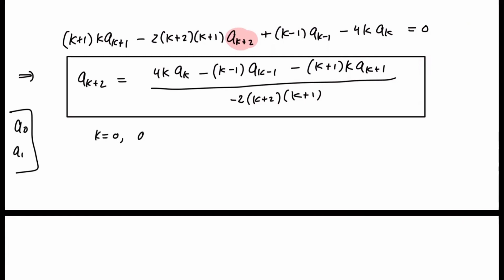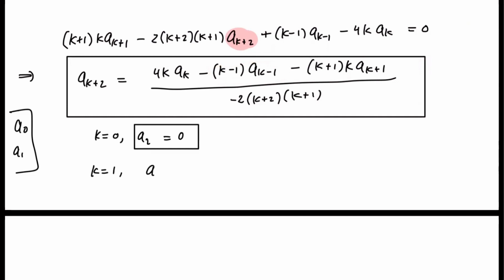If k equals 0, we get a sub 2. If I plug in k equals 0, you'll see all the numerator is going to be 0, except for this one. This one has a negative subscript, so we know those are going to be 0. So a sub 2 will be 0. All right, so we got another coefficient.